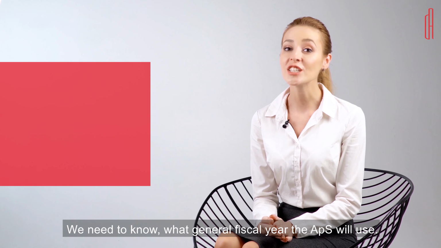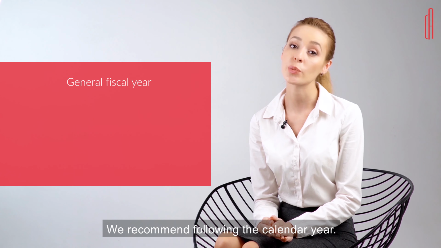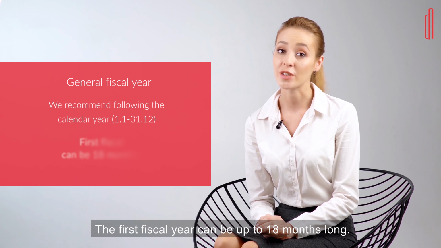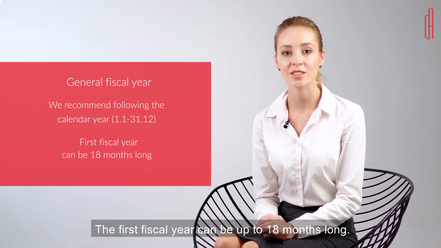We need to know what general fiscal year the ApS will use. We recommend following the calendar year. The first fiscal year can be up to 18 months long.